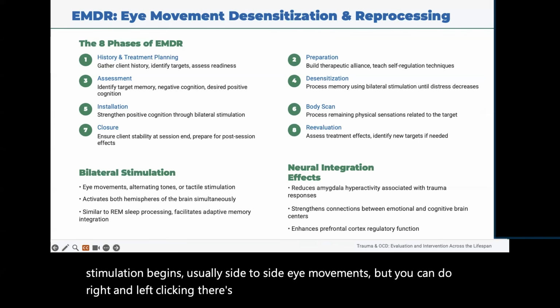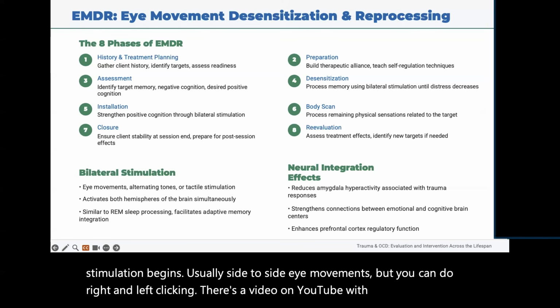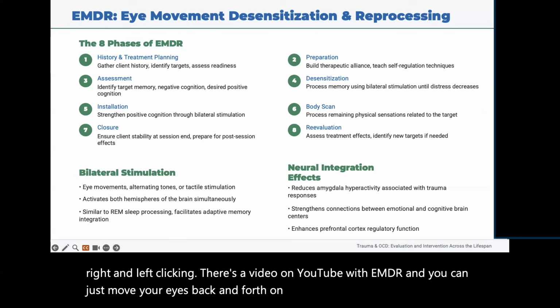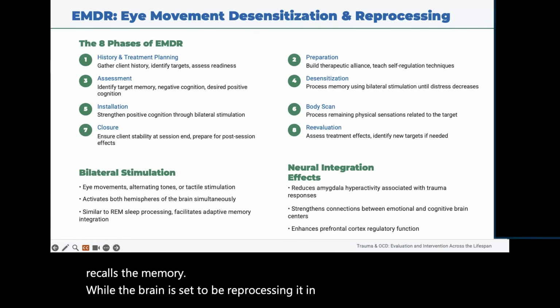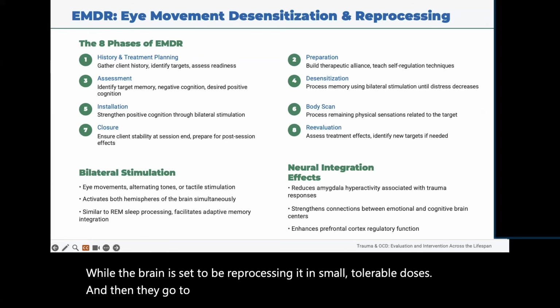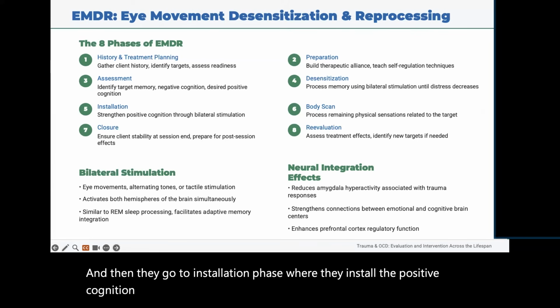There's a video on YouTube with EMDR, and you can just move your eyes back and forth on the screen. And what's happening here is during the bilateral stimulation, the client recalls the memory while the brain is said to be reprocessing it in small, tolerable doses. And then they go to the installation phase where they install the positive cognition through continued stimulation, literally pairing new meaning with the old sensory trace.